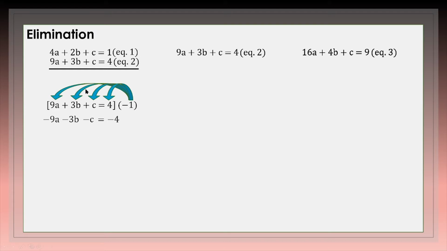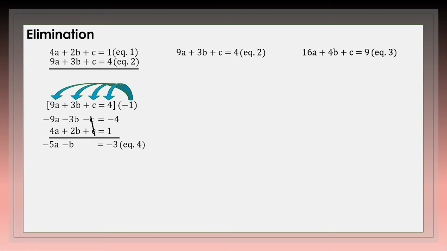So, i-add ulit natin yung ating equation number 1. Okay, so pagsamahin na natin. So, negative 9a plus 4a is equals to negative 5a. Then, negative 3b plus 2b is negative b. So, negative c plus c, makakancel na siya kasi magkaiba na ng sign. So, cancel out na natin. Then, negative 4 plus 1 is negative 3. Okay, so as you can see, this will become the equation number 4.